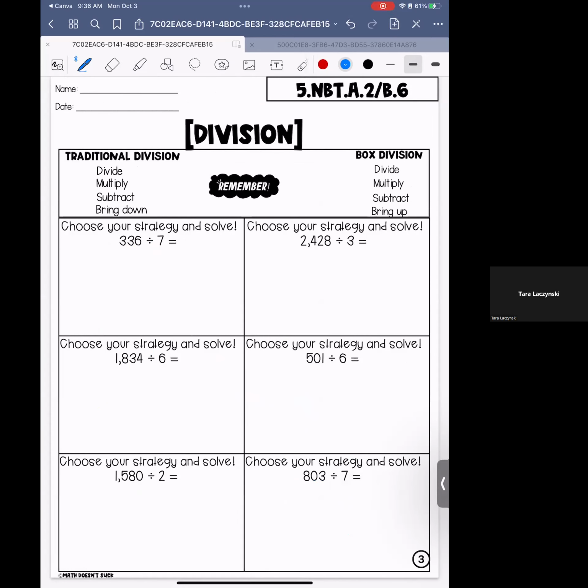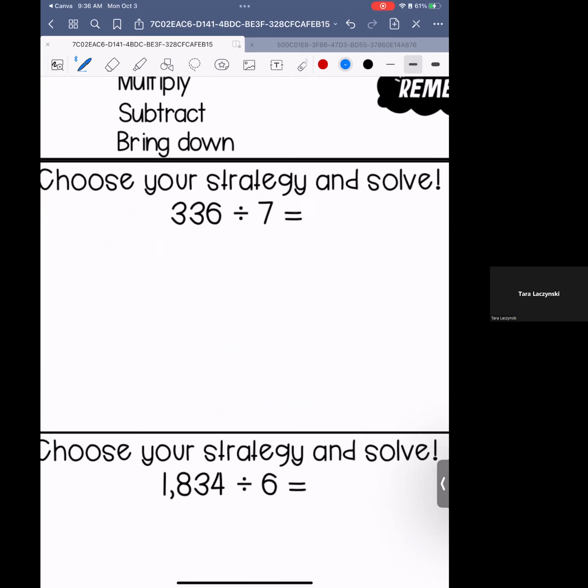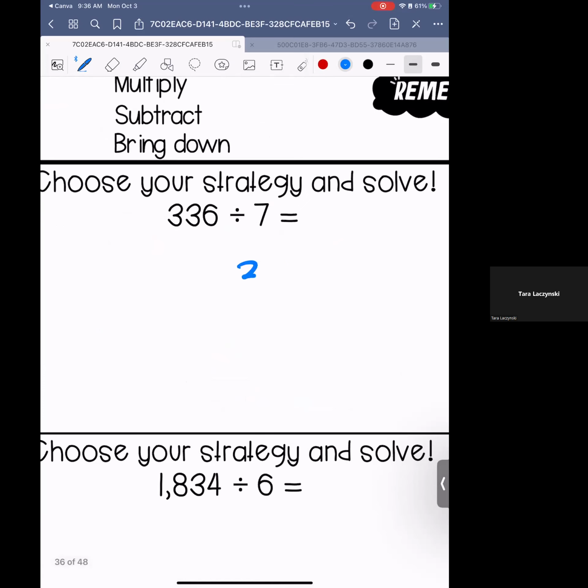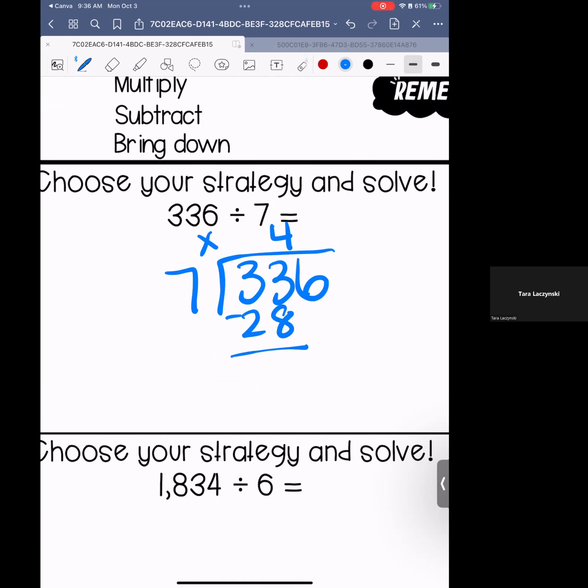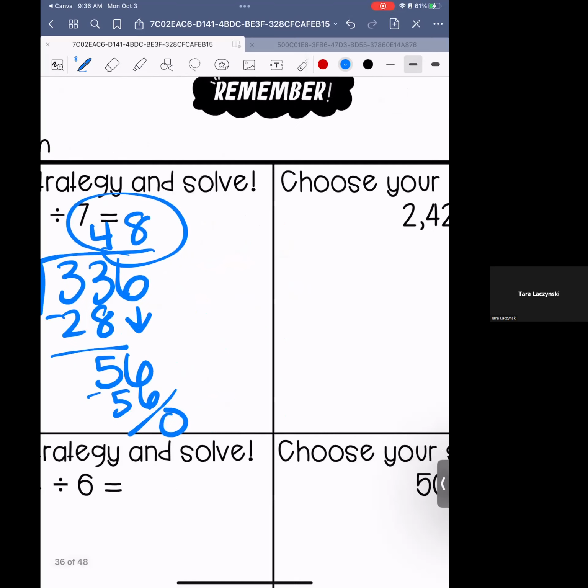Moving on to page number 3, sweet faces, 336 divided by 7. Jumping in, 7 does not divide into 3, but it divides into 33 4 times. 4 times 7 is 28. When I subtract, I'm left with 5. Bring down my 6. 7 goes into 56 8 times. 8 times 7 is 56. No remainder. Final answer is 48.